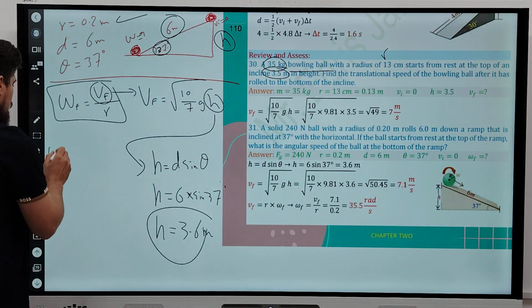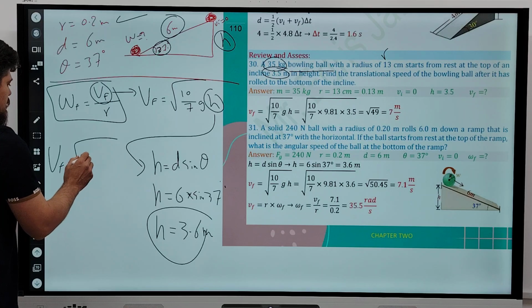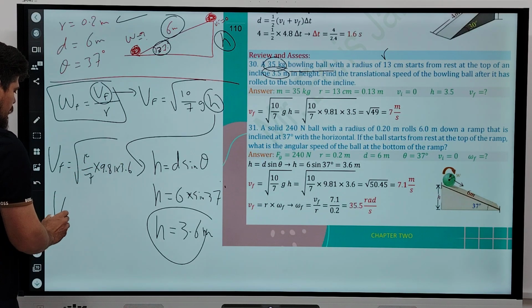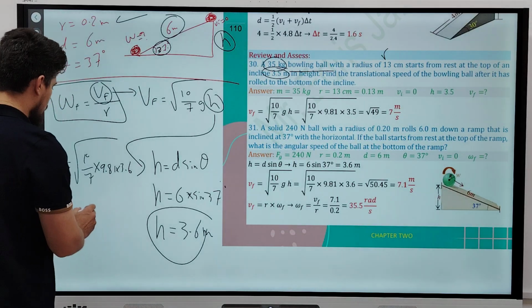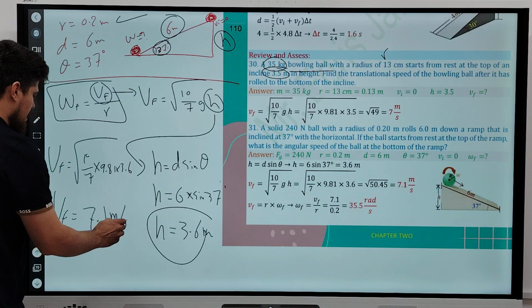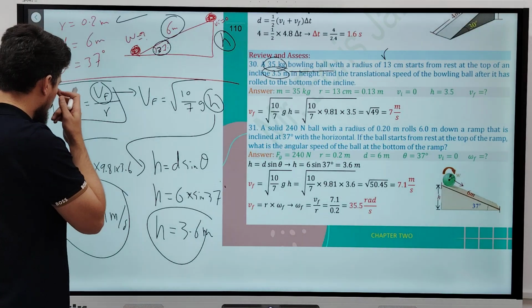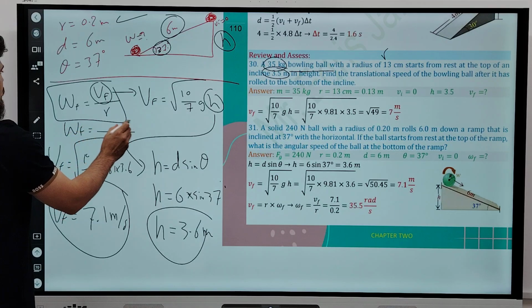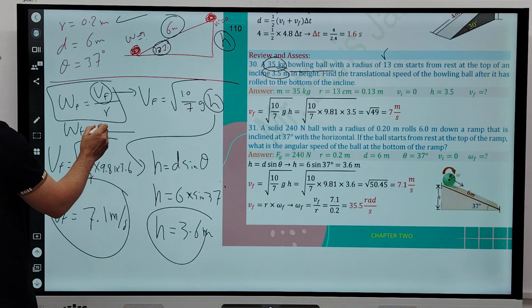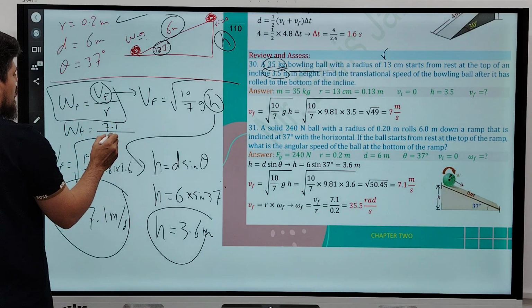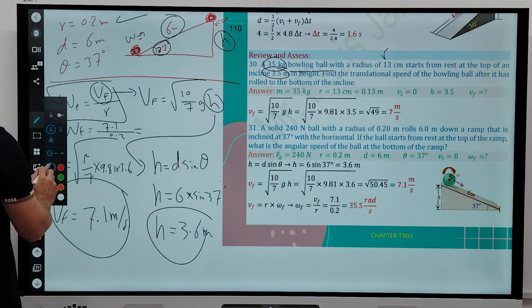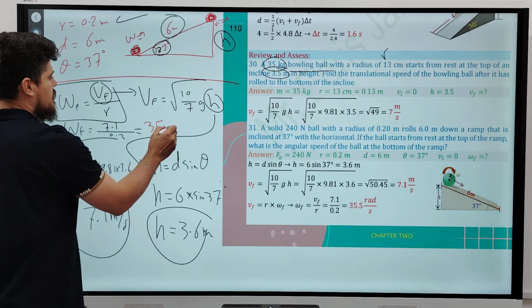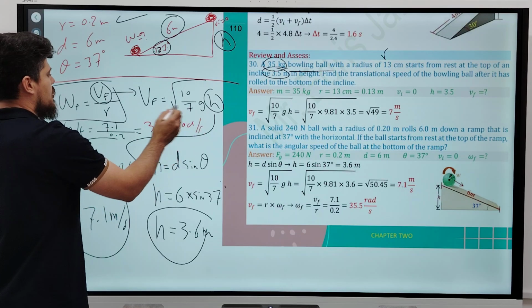Now replace into this equation, V final is equal to what? The square root of 10 over 7 times 9.81 times 3.6. V final is equal to 7.1 meter per second. Okay, the question is not finished yet. We have to substitute into this equation to find omega final. V final we didn't have, but we found it. 7.1, R is 0.2. Finally, the angular speed is equal to 35.5 rad per second.